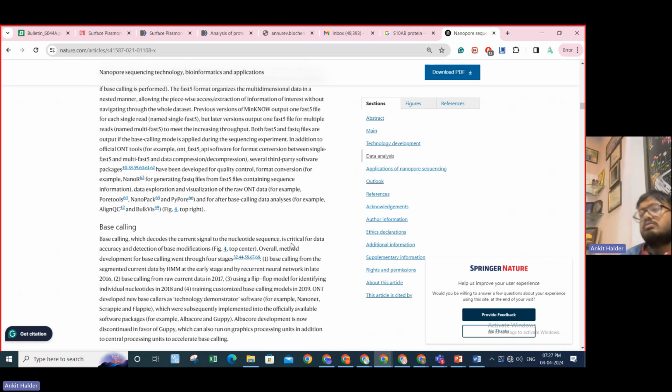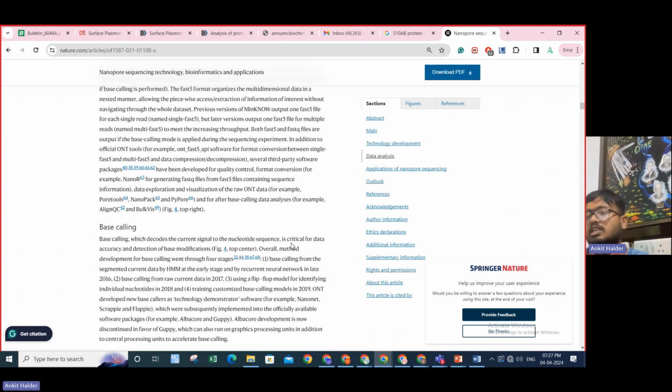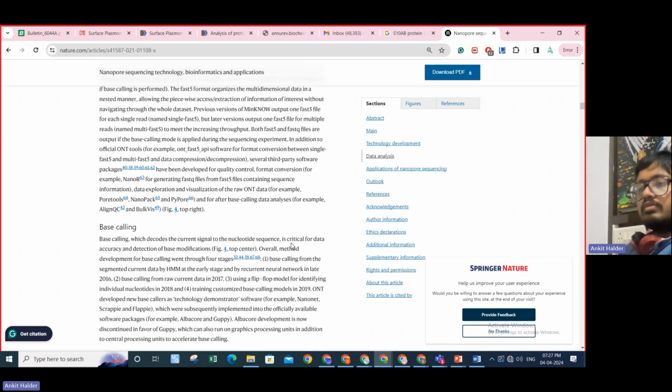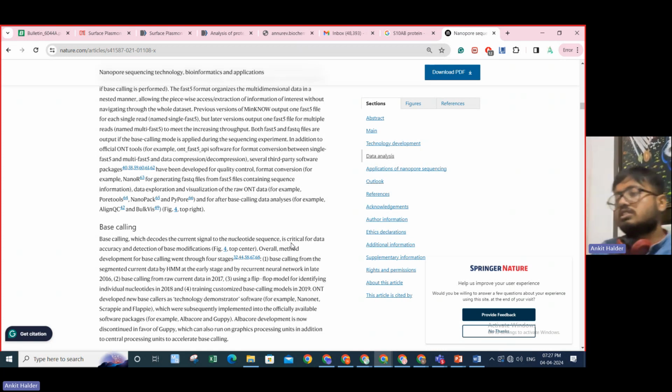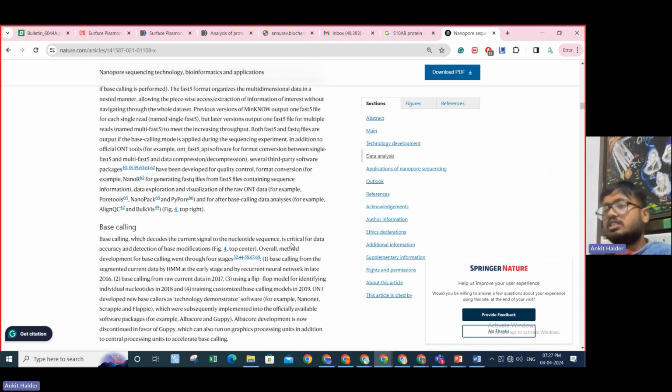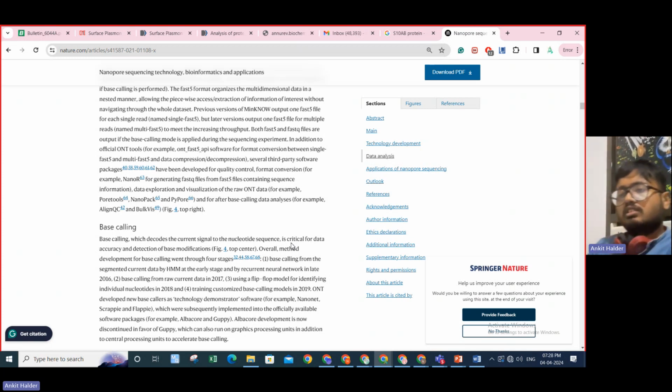Overall, method development for base calling went through four stages. Base calling from the segmented current data by HMM. Base calling from raw current data using a flip-flop model for native individual nucleotides. Training customized base calling models in 2019. Available software packages.